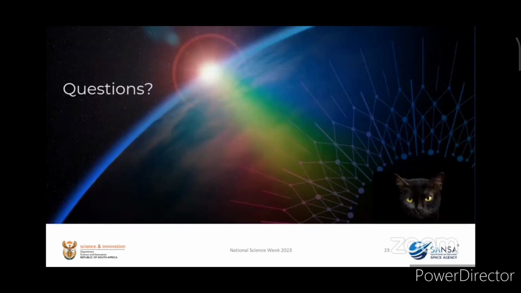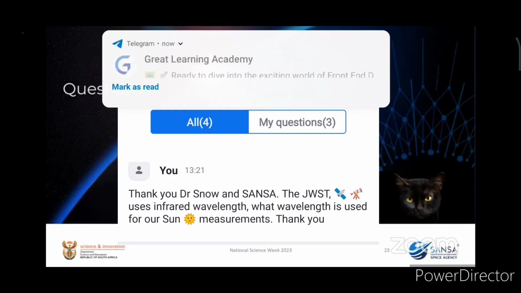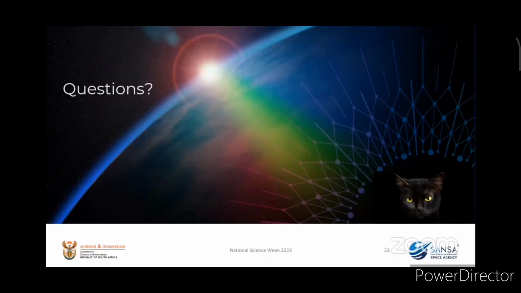The first one is from Mr. Kajan Lakhan. Thank you, Dr. Snow and SANSA. The James Webb Space Telescope uses infrared wavelength. What wavelength is used for our sun measurements? Thank you. That's the first question. Must I read all, or are you just going to answer that one?